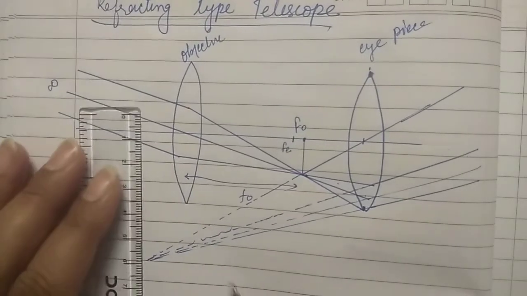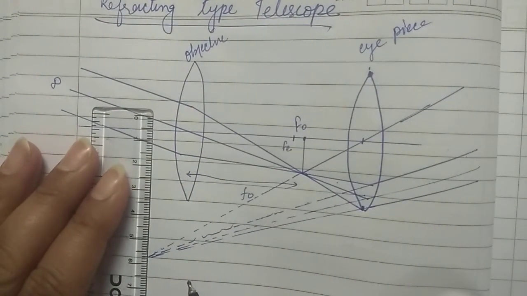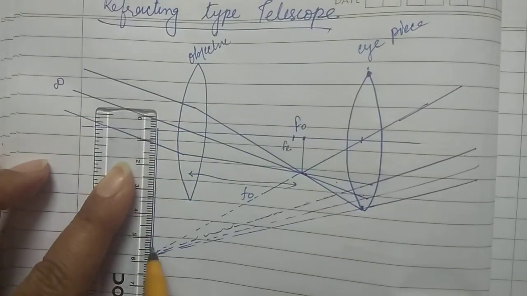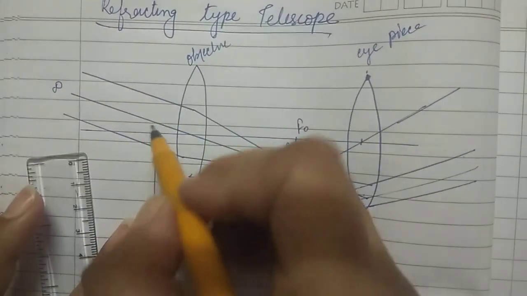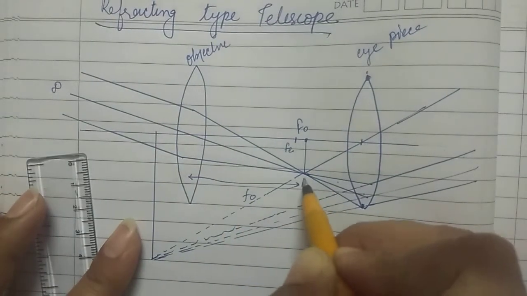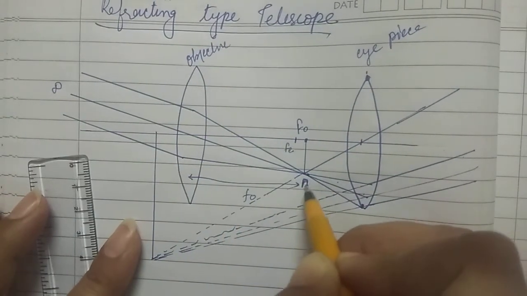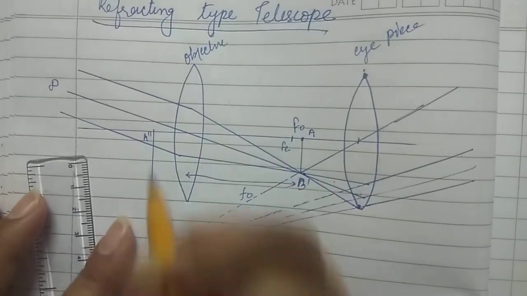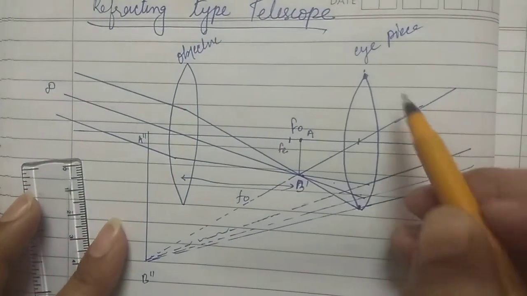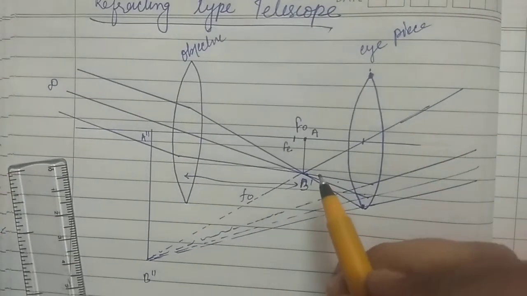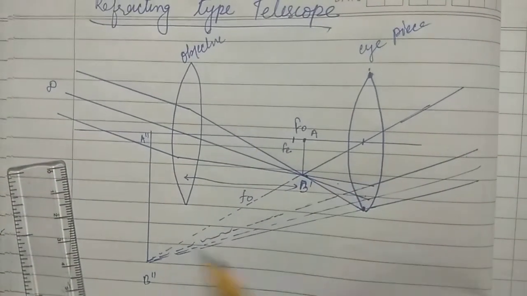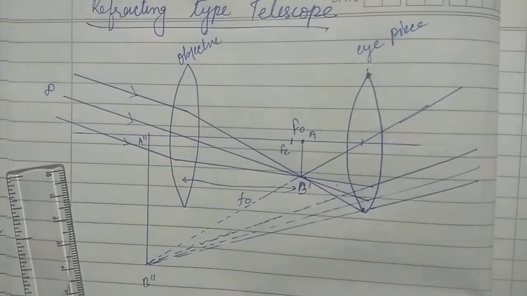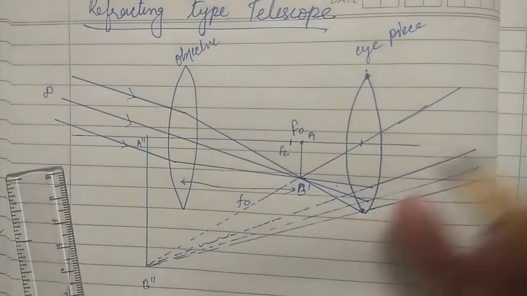This is the final image we have got of the object which was at infinity. This is A dash B dash, and this is A double dash B double dash. This was the eyepiece, and this is the total ray diagram. These rays are the incident rays on the objective lens which are coming from infinity.